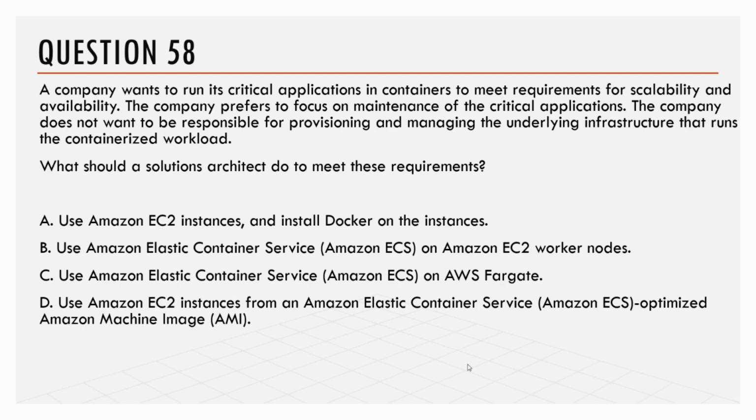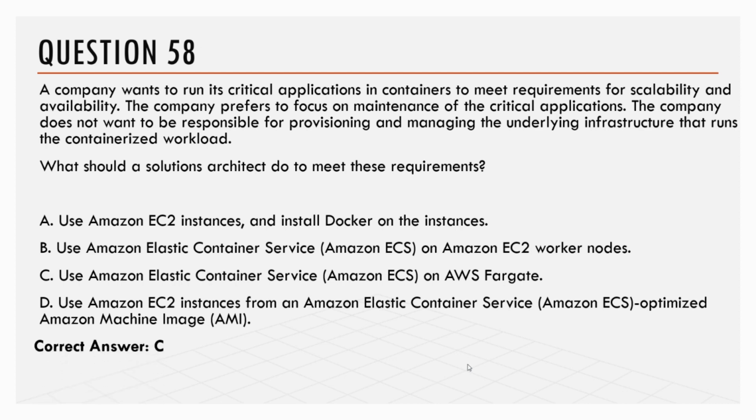Use Amazon EC2 instances and install Docker on the instances. Option B. Use Amazon Elastic Container Service on Amazon EC2 worker nodes. Option C. Use Amazon Elastic Container Service on AWS Fargate. Option D. Use Amazon EC2 instances from an Amazon Elastic Container Service optimized AMI, Amazon Machine Image.